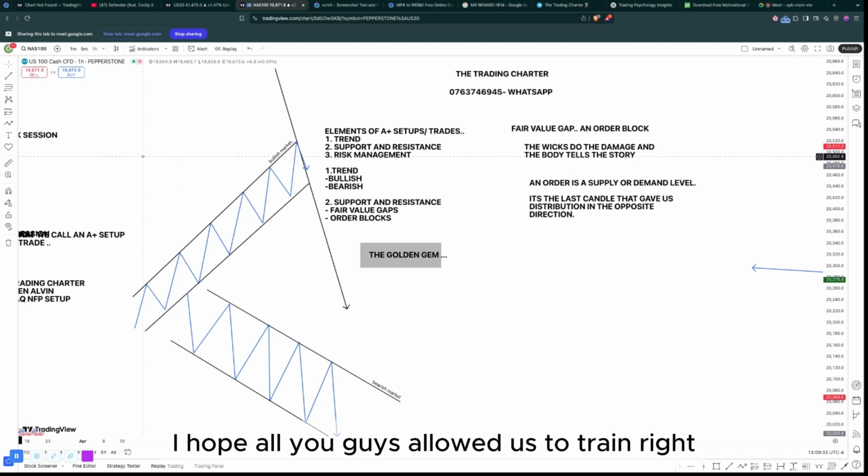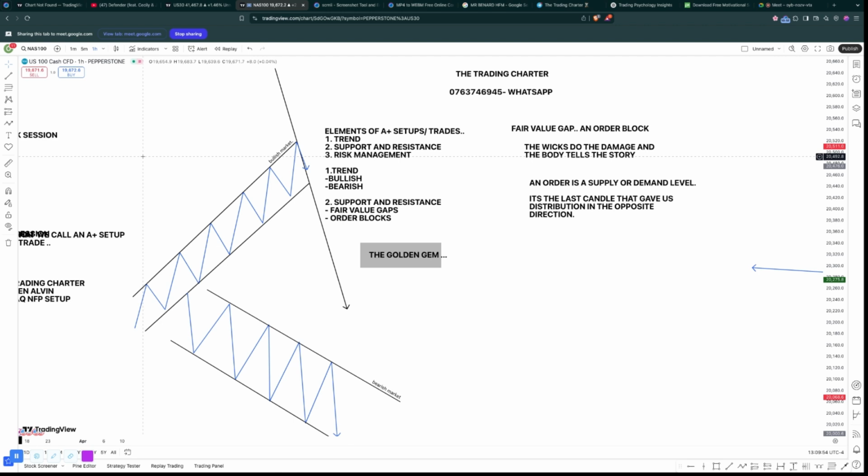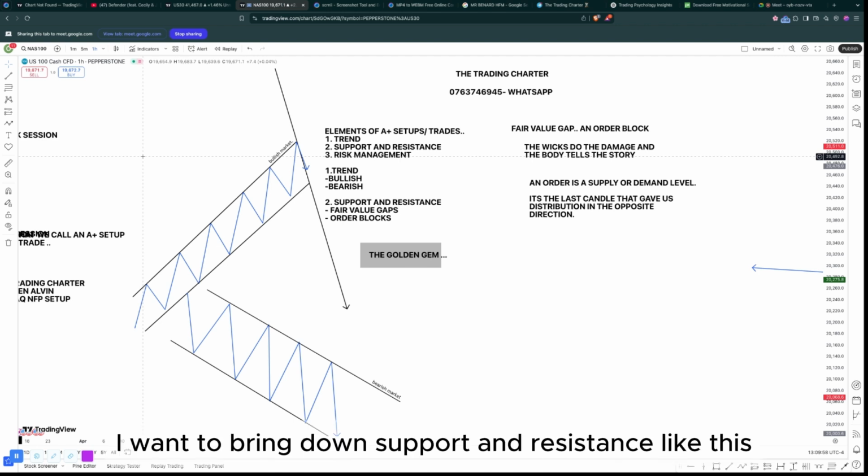I hope all you guys have understood trend, right? So now the next aspect after trend is what? Support and resistance. So as I've told you guys, we are going to go in a chronological way. So after trend, we are going to support and resistance. So literally, for support and resistance, there are two things. I want to break down support and resistance like this, right?